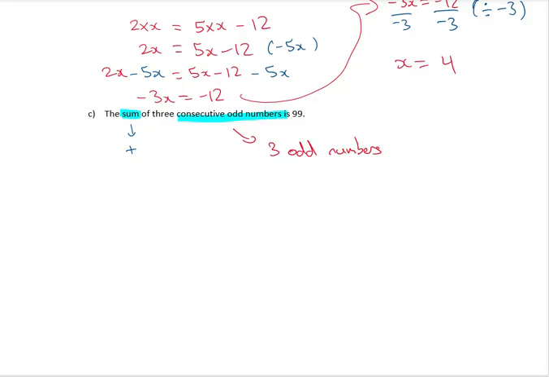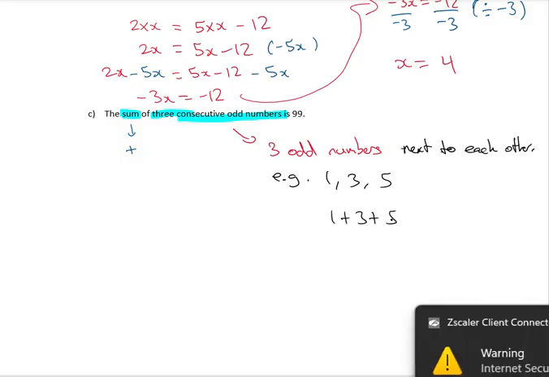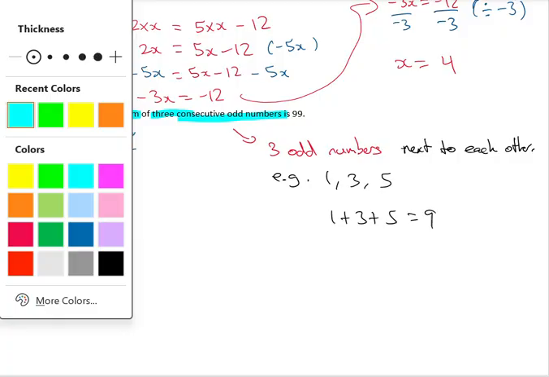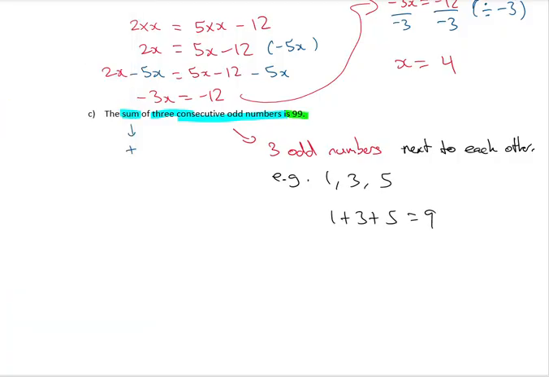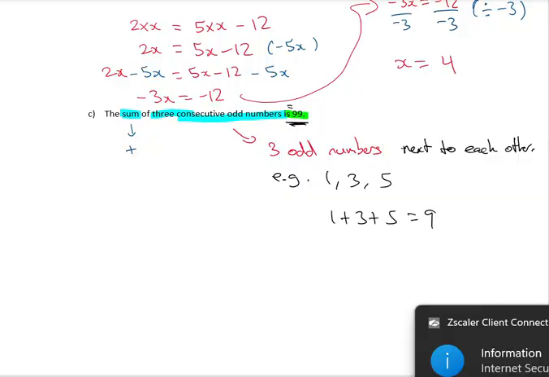Alright, so the wording of consecutive odd numbers here, okay, it just literally means three odd numbers next to each other. For example, you got something like 1, 3, 5. So if you do 1 plus 3 plus 5, obviously this will give you 9. But what we're trying to get is 99. So that's the key word there, meaning equals. So we're trying to find three odd numbers that if you add them, it has to equal 99, okay?